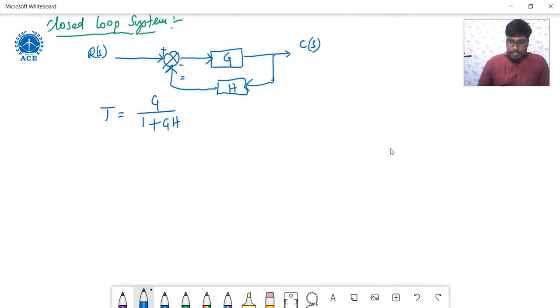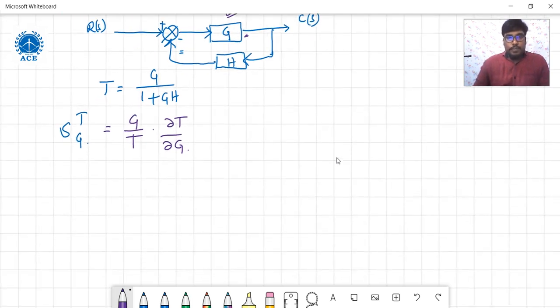Now let us find the sensitivity of this particular system. See here, the sensitivity of the overall gain with respect to G. First of all I am considering the forward path. What will happen if I change the forward path G? What sensitivity will affect the system, that means the output action, right? So as per the formula, it is G/T times ∂T/∂G.